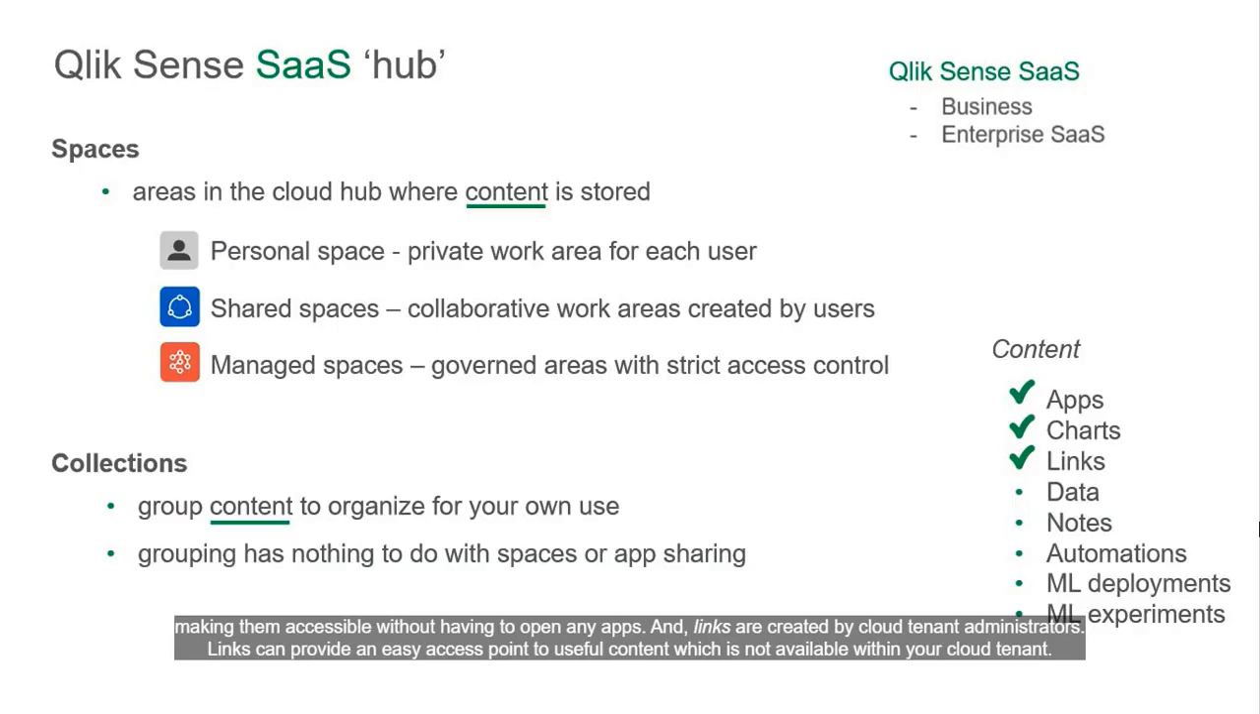Links can provide an easy access point to useful content which is not available within your cloud tenant. For example, a link created by an admin may allow access to an app which is present in a deployment of Qlik Sense Enterprise on Windows. Let's take a look at how this content may be presented in a Cloud Hub.